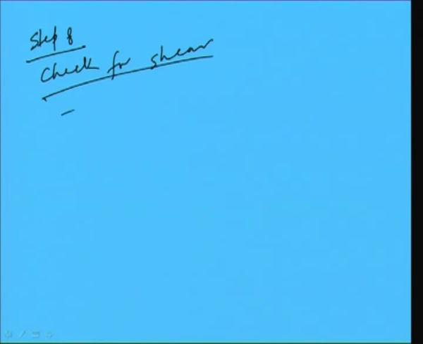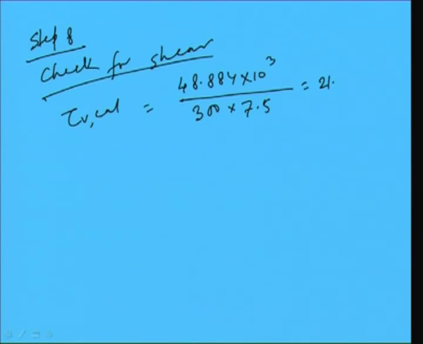Next, what will we do? Next is step 8, that means check for shear, right. Check for shear means we know tau v. The calculated maximum shear was 48.884 kilonewton, so I am making it newton, divided by d into tw. So, d is 300 and tw is 7.5, so this is coming 21.73 MPa, right.